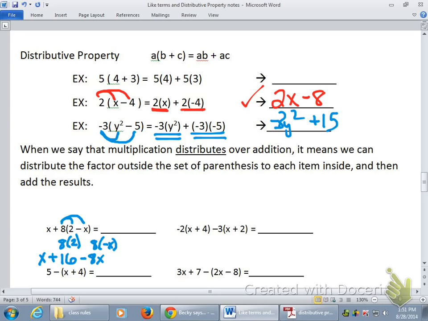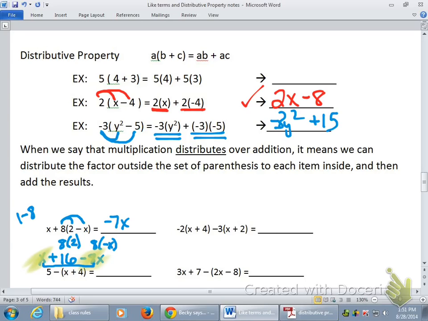And now I'm in a combining like terms situation, like we were yesterday. So, are there any like terms? Yeah. What are the like terms? The x's. So I'm going to say the x and the negative 8x, and just highlight those. Okay? Those two go together. So what is 1 minus 8? That's negative 7. So that's negative 7x.